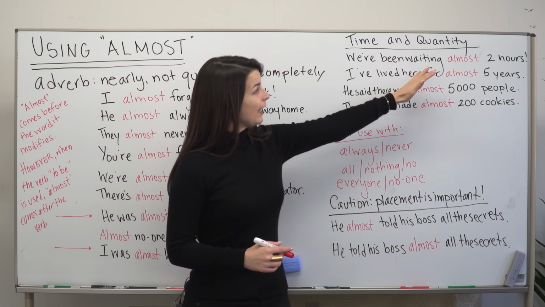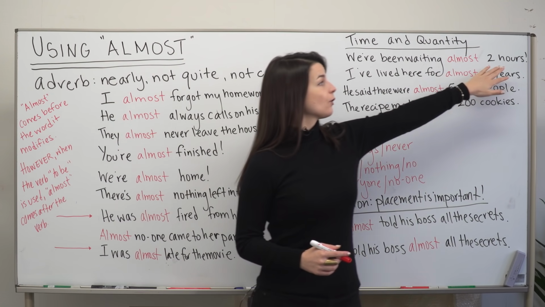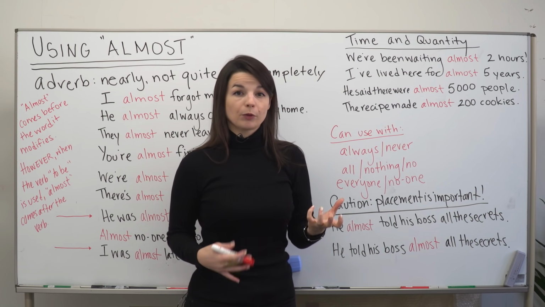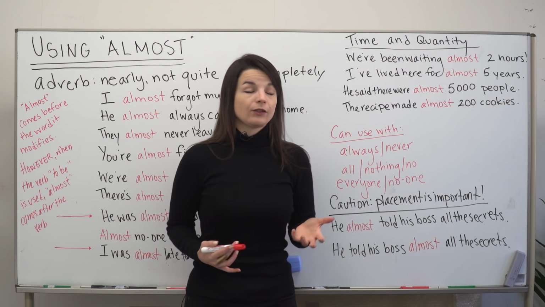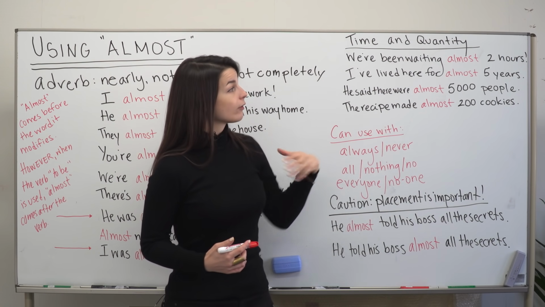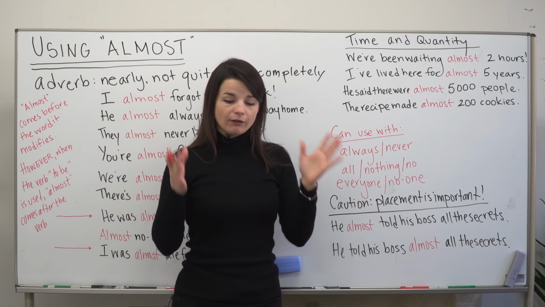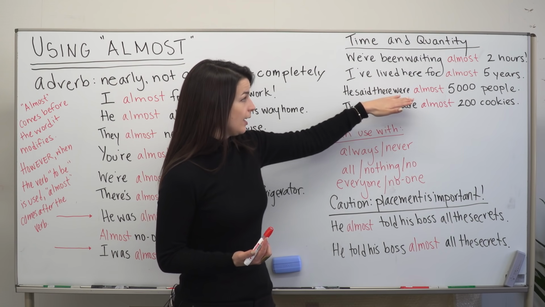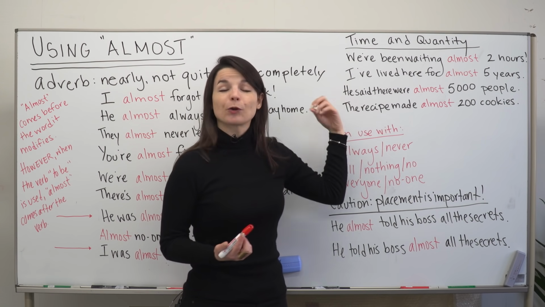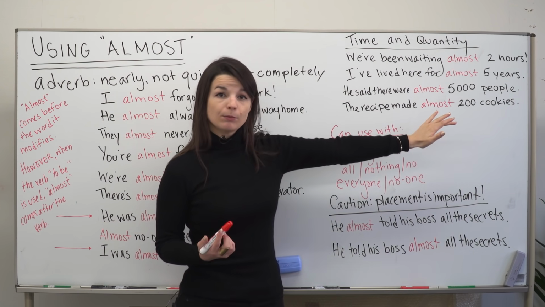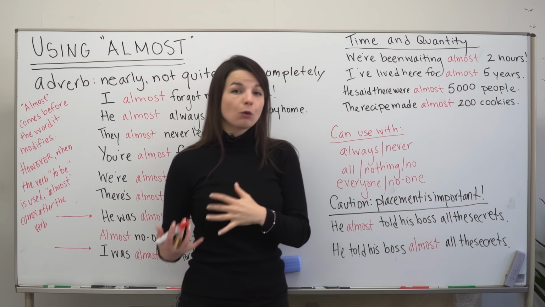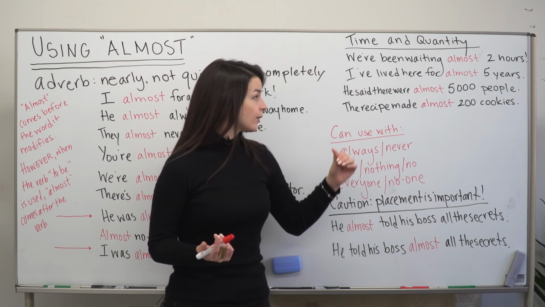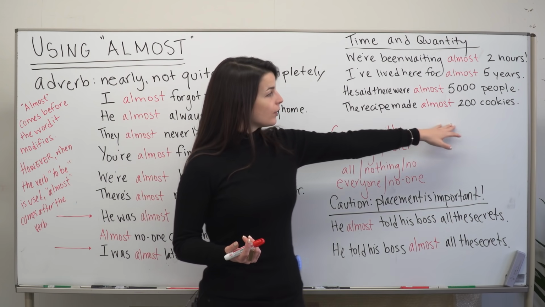For example, we've been waiting almost 2 hours. So here, 2 hours is a length of time. We use almost before that, so nearly 2 hours. Not quite 2 hours, but nearly 2 hours. The next example: I've lived here for almost 5 years. That doesn't mean 5 years exactly, but very nearly 5 years. Same thing here: he said there were almost 5,000 people. So almost 5,000, not quite, maybe like 4,900, for example. Very nearly 5,000. Again, the recipe made almost 200 cookies.